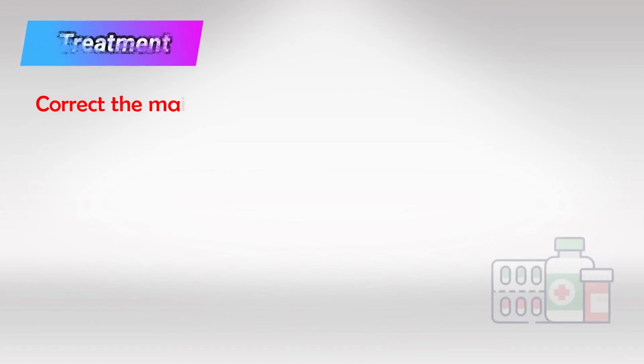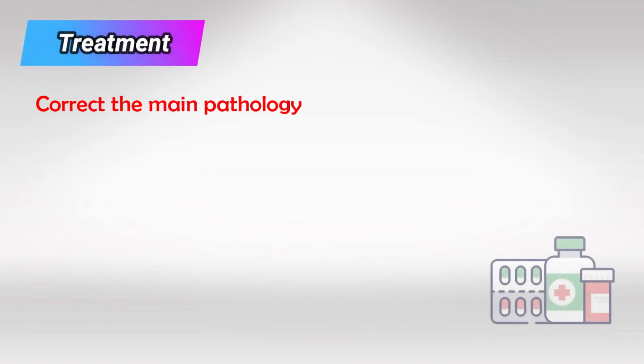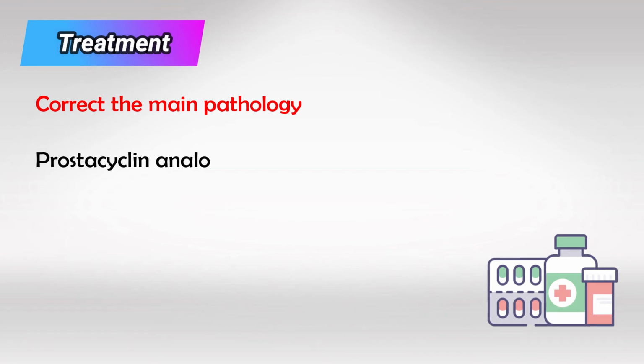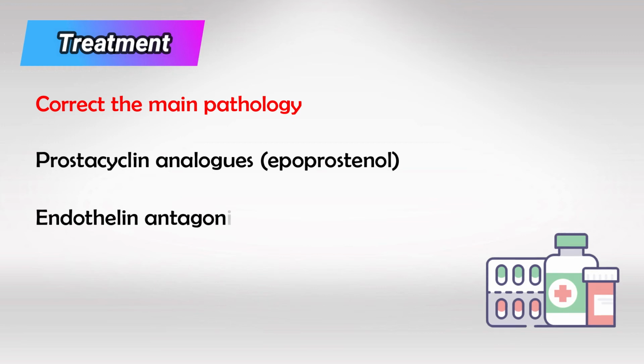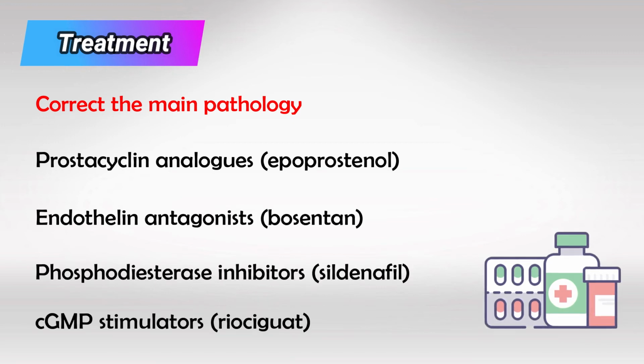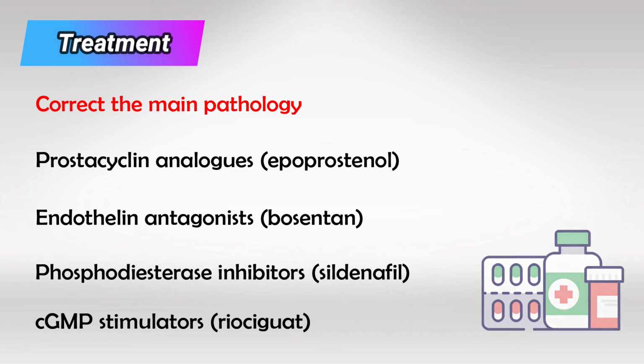The treatment is correcting the underlying cause if we know it. But like we said, the most common cause is idiopathic, and we don't know the cause, so the treatment is as follows. We start with prostacyclin analogs, and then we use endothelin antagonists, and then we use phosphodiesterase inhibitors like Viagra, and finally we can use cyclic GMP stimulants. The only definitive cure and treatment, however, is lung transplant.